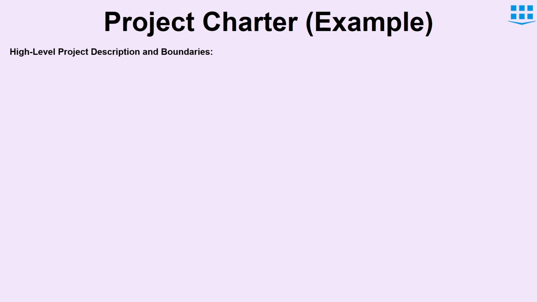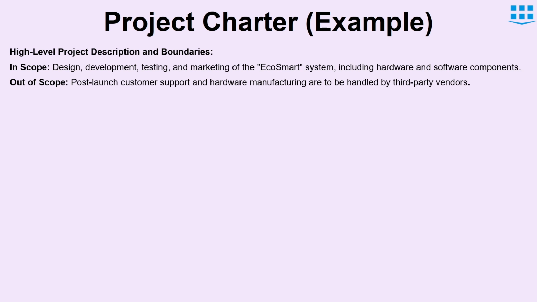After writing high level requirements, we can write high level project description and boundary. So boundaries basically defines what we have within scope of the project and what is out of the scope of the project. Obviously, in a single organization, a lot of projects are taking place in parallel. So clearly defining what is and is not part of the project is important. Here we have written that design, development, testing, and marketing of the EcoSmart system is part of the project, while the hardware manufacturing and post-launch customer support is not part of this project. Writing this gives us the boundaries so that we can do estimation of cost and schedule within the boundaries of the project.